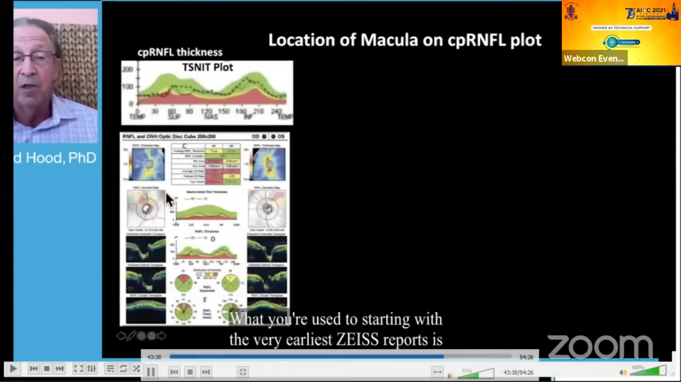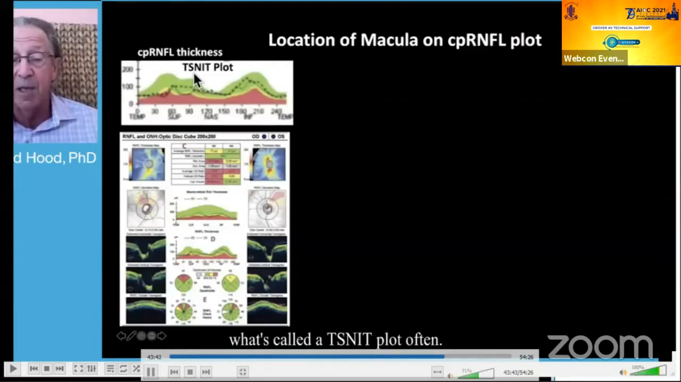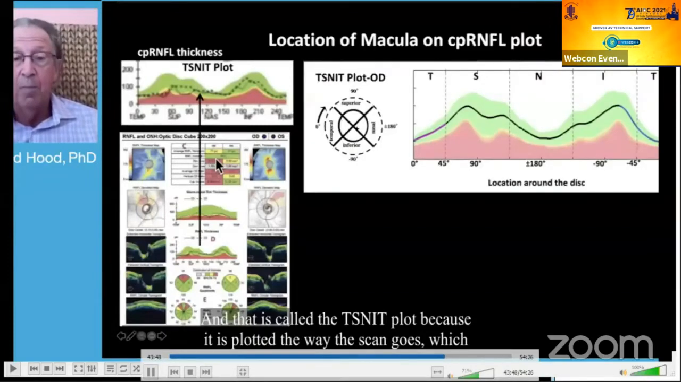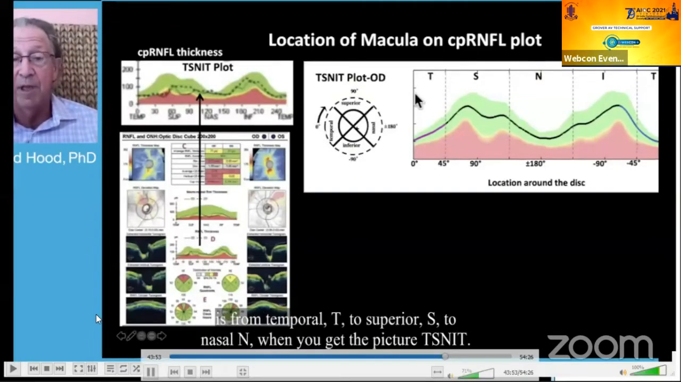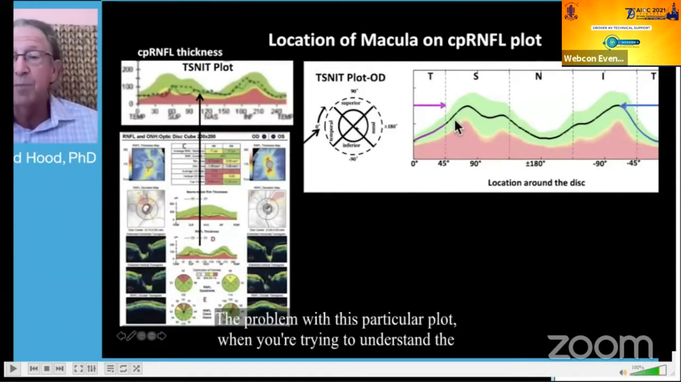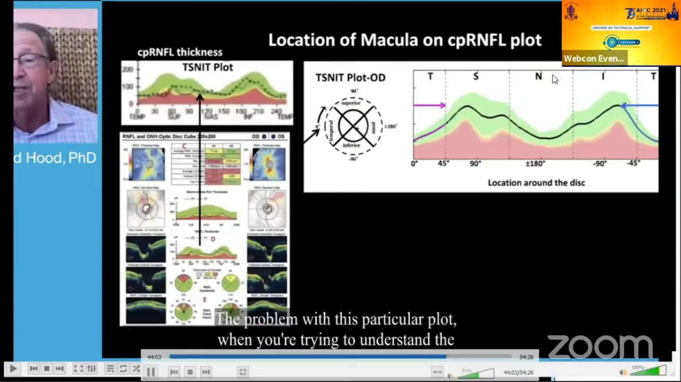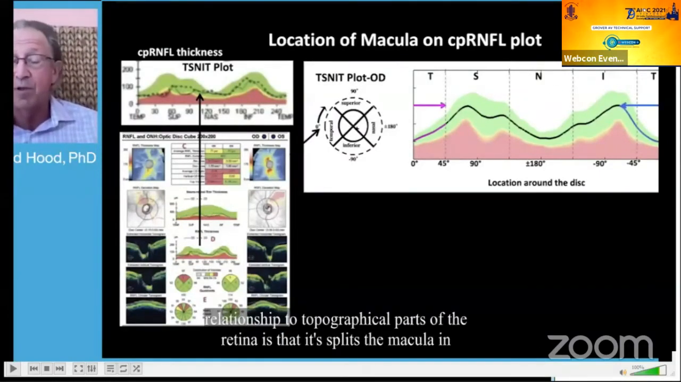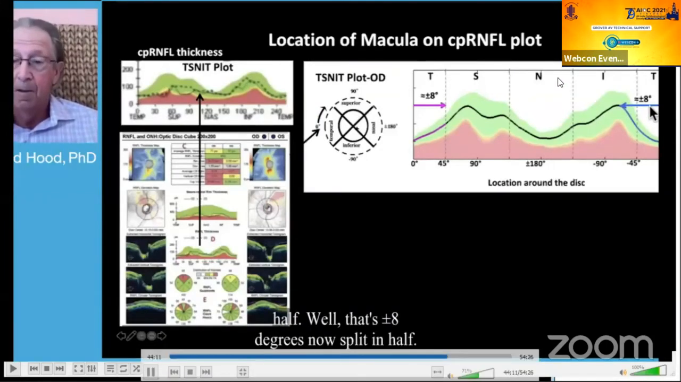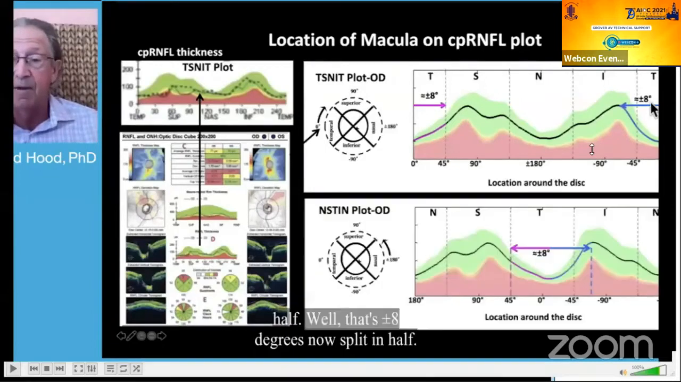What you're used to, starting with the very earliest Zeiss reports, is what's called a Tsnip plot. It is called a Tsnip plot because it is plotted the way the scan goes, which is from temporal, T, to superior, S, to nasal, N. You get the picture, Tsnip. The problem with this particular plot, when you're trying to understand the relationship to topographical parts of the retina, is that it splits the macula in half. So that's plus or minus 8 degrees now split in half.